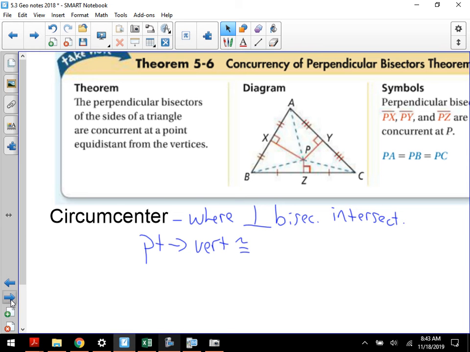Remember how we call these all the perpendicular bisectors, and I marked them with tick marks, one tick mark, two, for all the bisected parts here? What I'm going to do with these three pieces that are congruent, I'm going to make like a little V. That means that those are congruent. So it's the point to vertex that are congruent. All right? If you know that you've got a circumcenter, point to vertex is congruent.